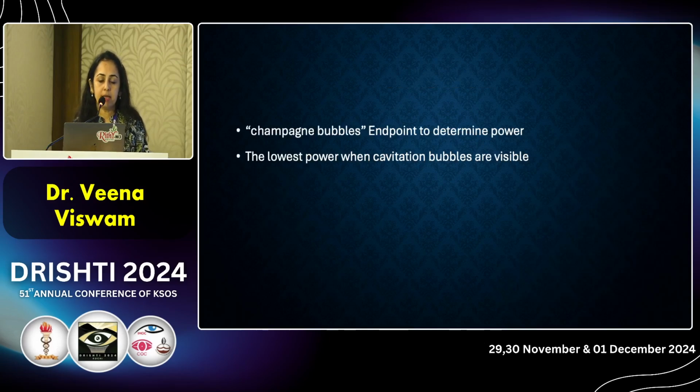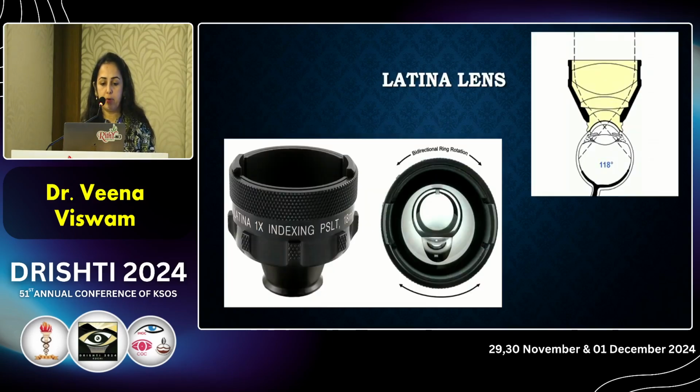So what is the endpoint when you do the laser? A clear cut endpoint, like a focused laser with a clear cut burn, cannot be made out, but champagne bubbles are the point where you keep it as an endpoint and you decrease the power a little bit, and that is how you determine the endpoint. The lowest power when cavitation bubbles are visible is taken as the endpoint. So what lens do you use to focus the laser on the trabecular meshwork? Retina lens is used.